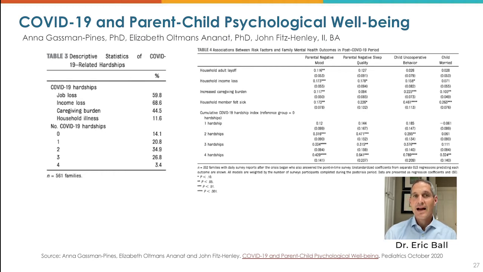And what they found in this study was that children and adults had mental health issues that were directly proportionally related to the number of household adversities that were happening due to the COVID-19 pandemic. This was interesting because this is exactly what we see with adverse childhood experiences. It's almost a dose-dependent effect. The more that the pandemic was affecting the family and the household, the worse the child was from a mental health perspective.